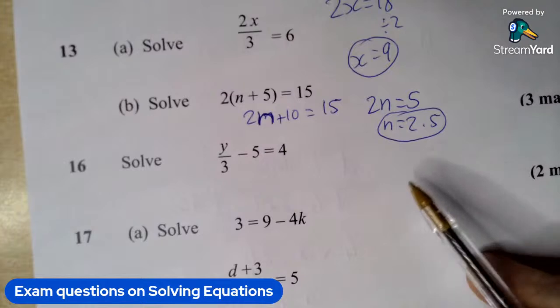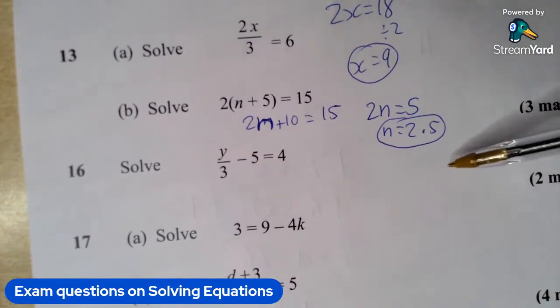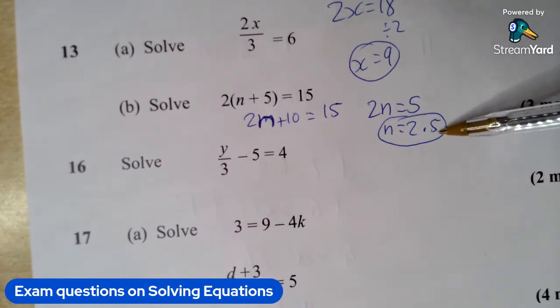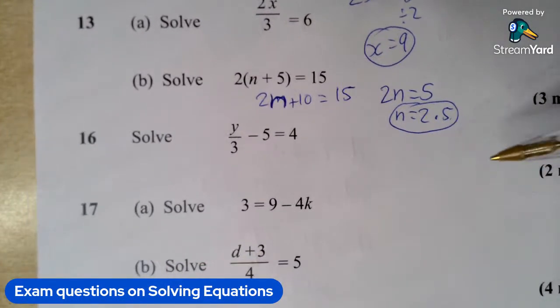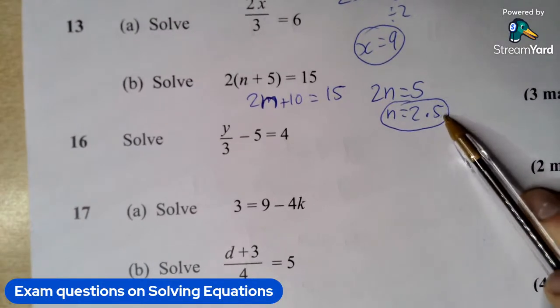Decimals are perfectly normal in these types of questions. If it was on a calculator paper, you may have more awkward decimals, not always 0.5. It could be like 0.4 or 0.3 or something like that. But on a non-calculator paper, 0.5 is pretty common.